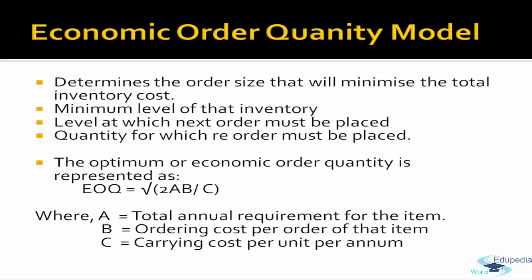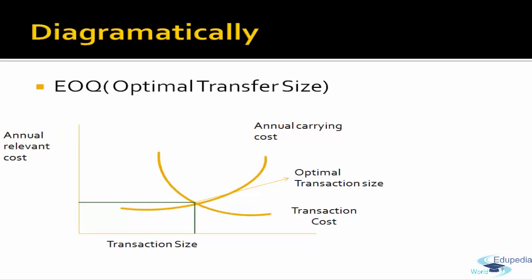So EOQ is equal to twice the total annual requirement of the firm multiplied by the ordering cost per order of that firm, divided by the carrying cost per unit per annum, the whole under the square root. If I explain, EOQ is only achieved when the transaction cost is equal to the carrying cost. The point at which the transaction cost is equal to the annual carrying cost is considered the optimal transaction size. It's always assumed that the carrying cost is half of the ordering cost. So if the order consists of 50,000 units, the annual carrying cost will be considered on 25,000 units.